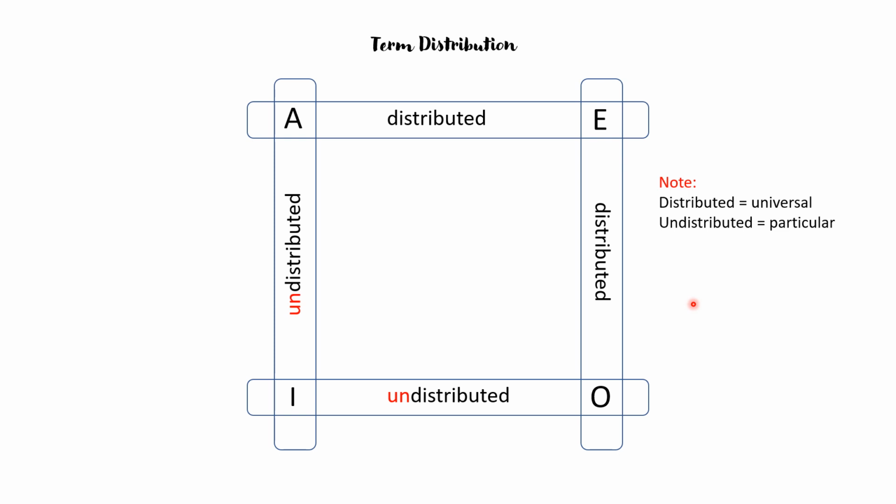So when we talk about distribution of terms, we talk about the reach or the extent to which a particular class in a particular proposition can be extended. I don't know if that makes sense, but don't worry, because we're going to show that later in the forthcoming discussion.